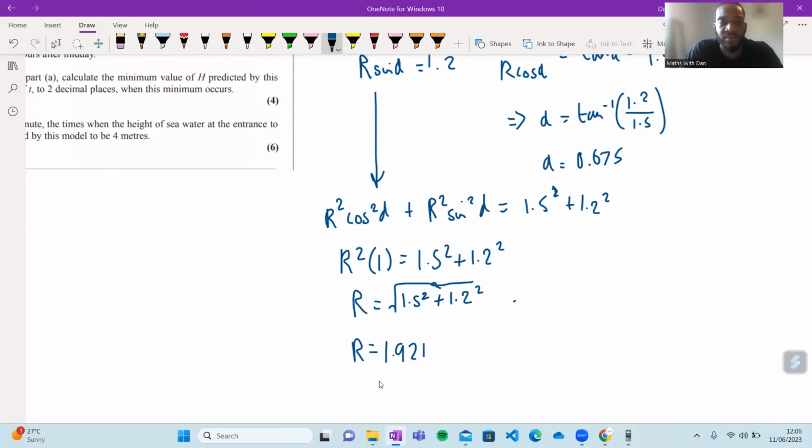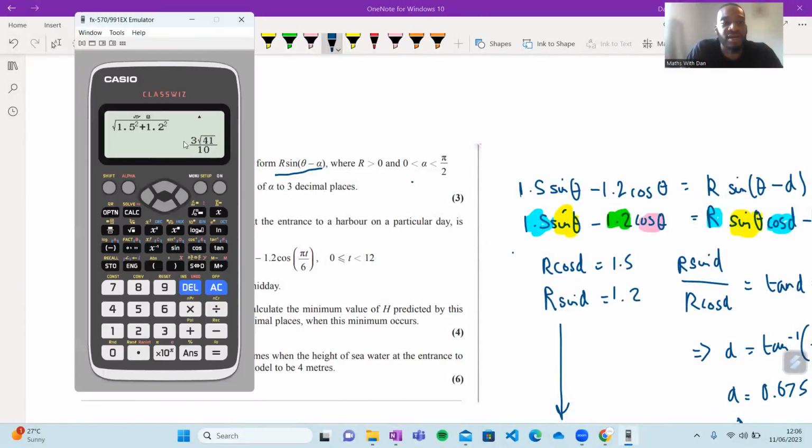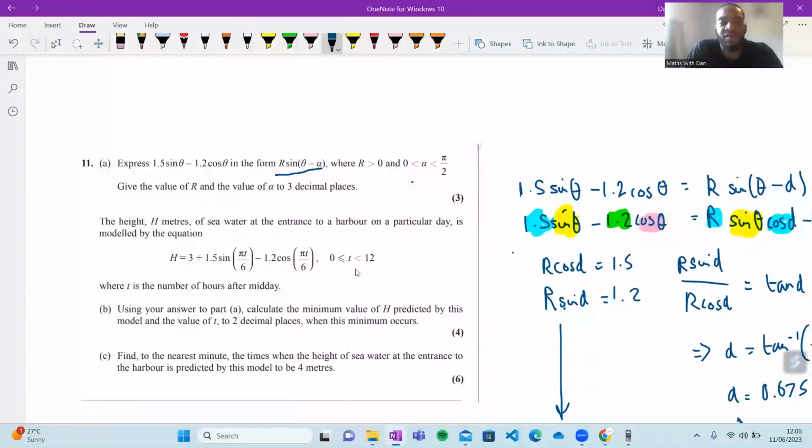All happy with that? Oh, does it want the exact value for R? Let me see. Give the value of R and the value of alpha. It doesn't say exact value. Somebody put in the chat that this says they wanted the exact value. It doesn't say that, so I think it's fine like this. But if it did say that, then obviously I'd put it in surd form, wouldn't I? 3 root 41 over 10. But it says 3 decimal places for both, so I'm assuming that means R and alpha. That clear? That okay? Okay. Good stuff.